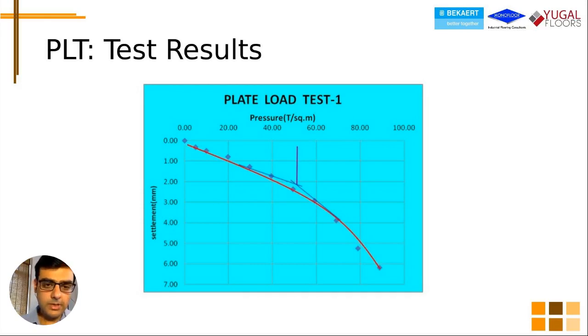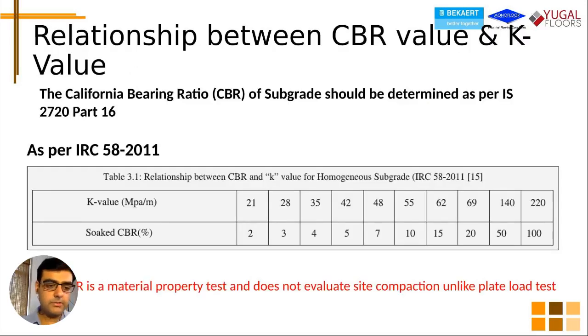All right, so this is how a plate load test chart looks like. On the x-axis is the pressure in tons per square meter. On the y-axis is the settlement. You record the pressure at 1.25 settlement. In this case, it is about 20 tons, and you use these two numbers to derive your K value. I won't get into the calculations here, but that is basically the concept.